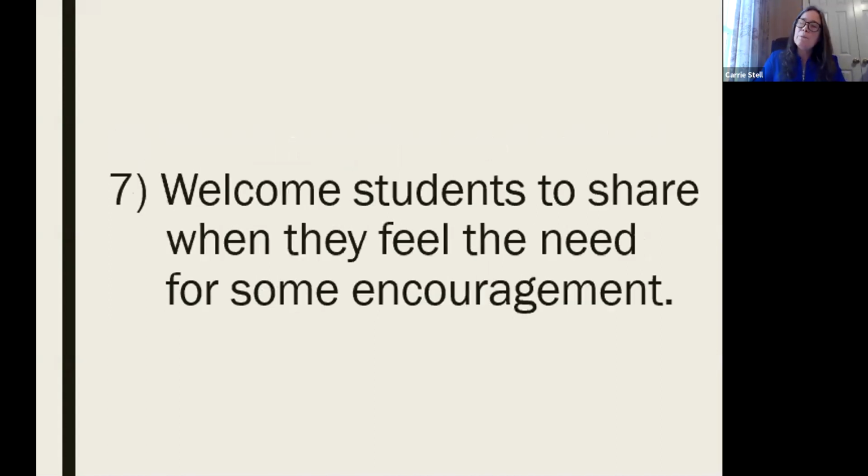7th item on the list, welcome students to share when they feel the need for some encouragement. So this needs to be done with care. We as teachers, our students don't want to get, well, maybe the students don't mind getting sidetracked so much, but we want to maintain our focus on academic goals. But as we talked about this, we recognize, the students and I, that it is rough out there, and adult students are having a hard time, and for goodness sakes, now more than ever, more than a year into a pandemic. So here's how we talked about it.